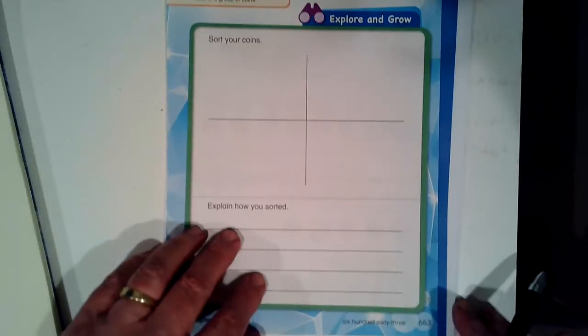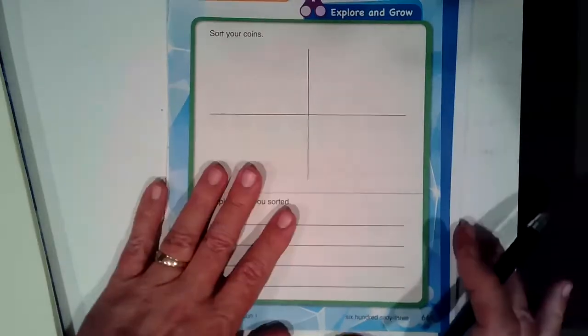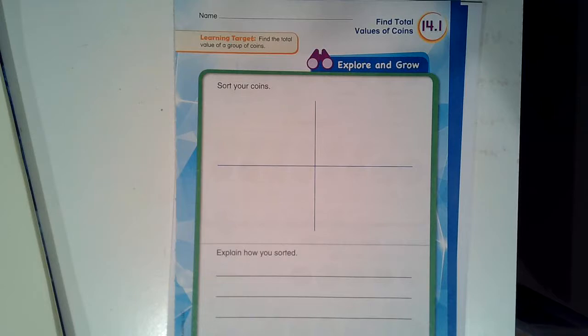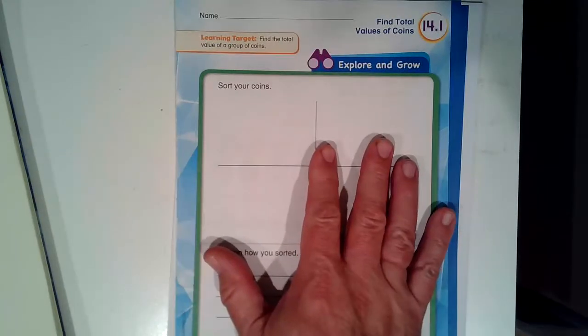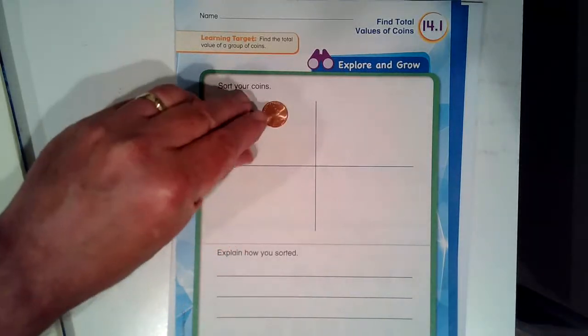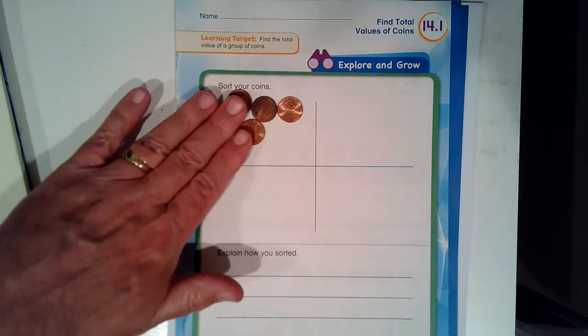Chapter 14, Lesson 14.1, page 663 in your math books. It says to sort your coins, but you don't have any coins that we've given you. If you have some that you want to sort at your house, that would work. What I did, because I showed you in our other video, the sorting of coins.